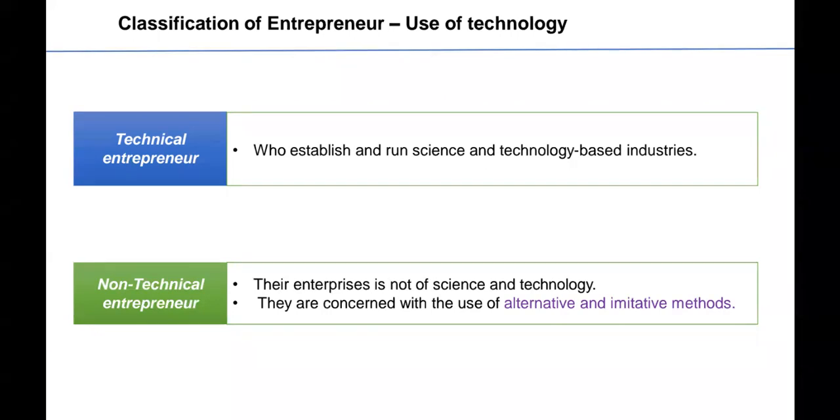They are not directly involved in technical enterprise, or in technical kinds of things. Right? Either they will have an alternative for it if they don't want any more technical things, or they will try to imitate the methods used by other entrepreneurs. Okay, so this is called use of technology, which is also a classification of entrepreneurs.